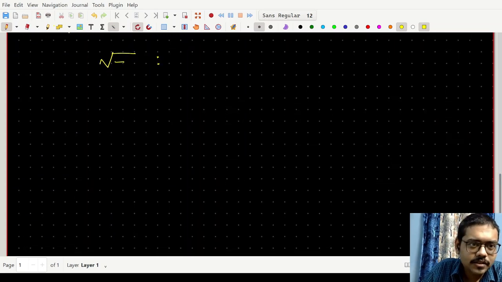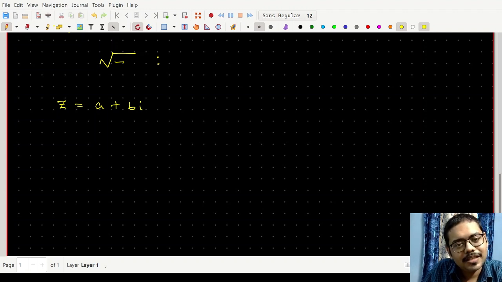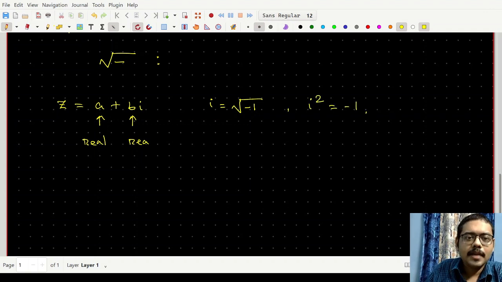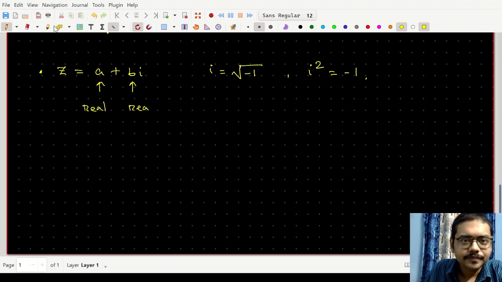Now I am assuming a few things here. To move on to the modulus argument form, I am assuming that the student is somewhat familiar with the forms such as this, a plus bi, where a is a real number, b is a real number, and i is the square root of negative 1. Or we can write that i square is negative 1. I am assuming that the student is familiar with complex numbers of this form, and I am assuming a few more things.